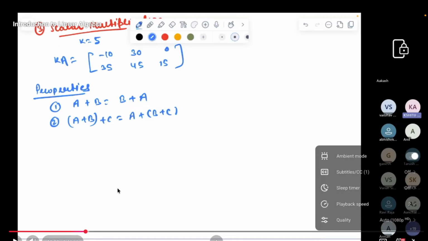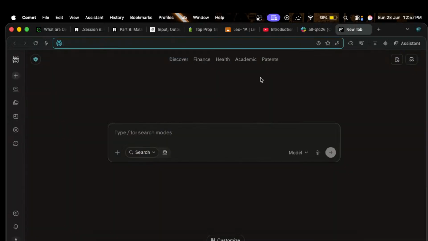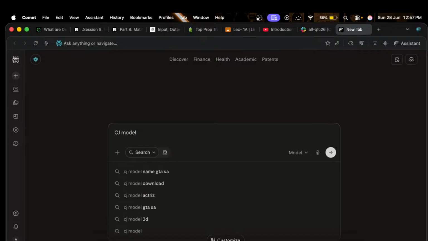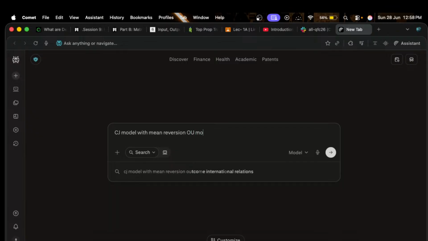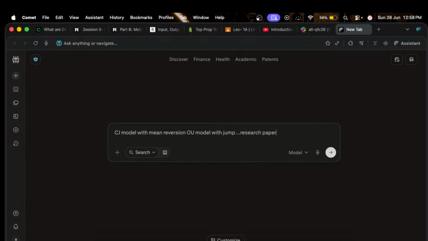Okay, we can do this basic, it is important of course, but let me just see the paper that I want to recreate. So I have to recreate the CJ model paper. CJ model, CJ model with mean reversion, OU model, jump research paper.